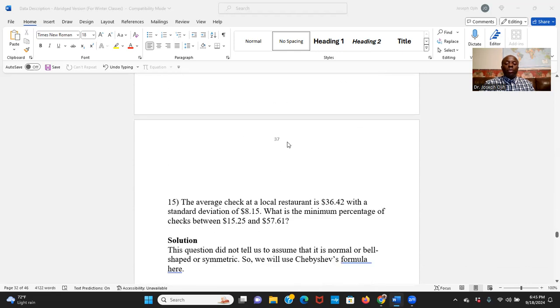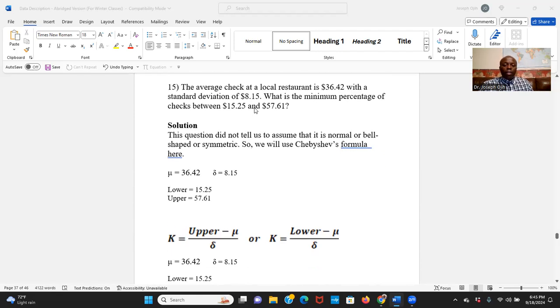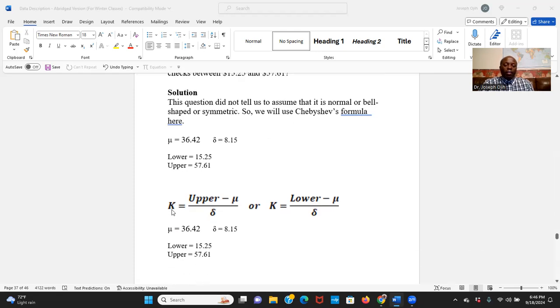When it doesn't say that, that means you can't use the empirical rule, which also means that what we're going to use here is Chebyshev, because Chebyshev can be used for any data set. So the first thing to do is to write our mean. Mean is $36.42, and the standard deviation is $8.15. They're asking, what is the minimum percentage of checks between $15.25 and $57.61? To do that, we need to find the k. Then we use the k to calculate the percentage.